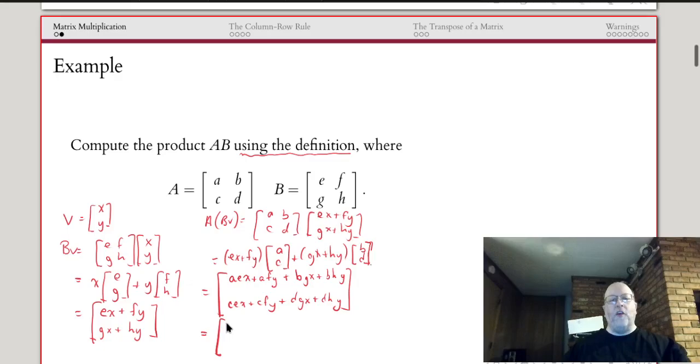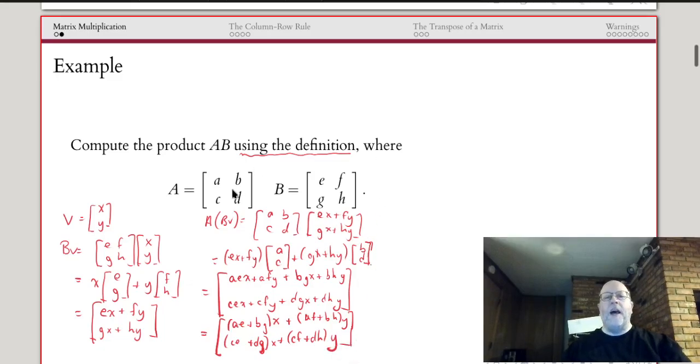And if we regroup these terms, this is AE plus BG times X and AF plus BH times Y. And this is CE plus DG times X and CF plus DH times Y. And so the combined matrix AB is these coefficients right here: AE plus BG, AF plus BH, CE plus DG, and CF plus DH.